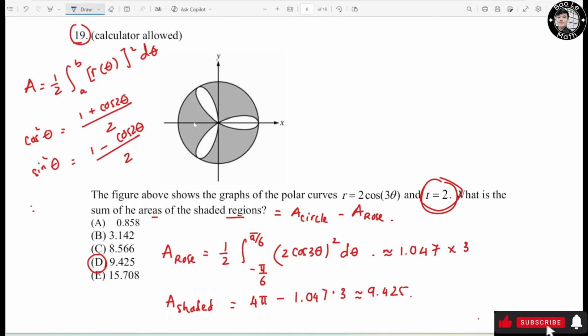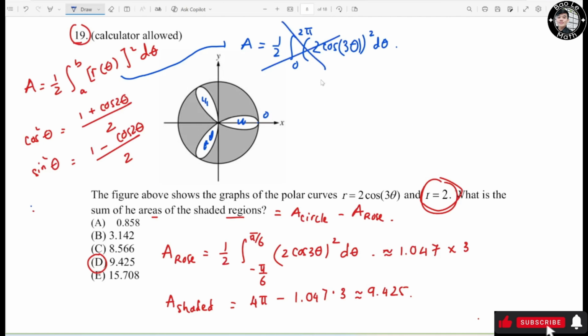Now we have the second way to calculate the area of the rose curve right here. And I believe that most of you will make a mistake. You're going to do it like this: area equals 1/2 the integral from 0 to 2 pi, going back to the full circle, of (2 cosine of 3 theta) squared d theta. Unfortunately, this is not the case.